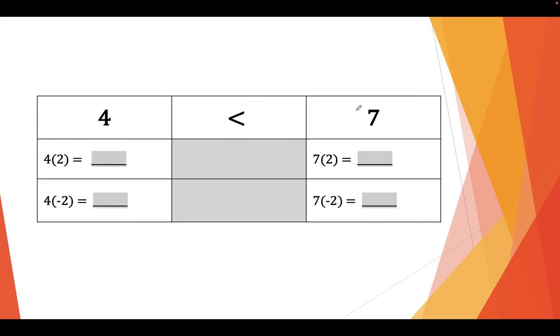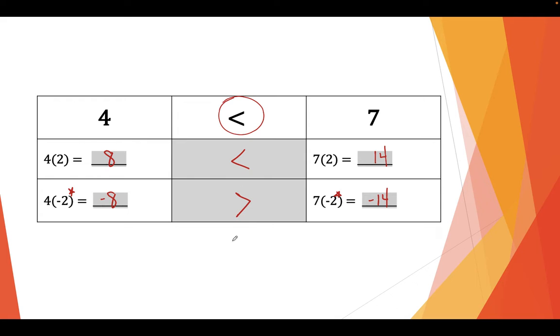If 4 is less than 7, then 4 times 2, which is 8, is also less than 7 times 2, which is 14. However, if I multiply by a negative 2 for both numbers, 4 and 7, I end up with a negative 8 and a negative 14. This is no longer the correct inequality symbol to go in between these two numbers. Negative 8 is actually greater than negative 14.